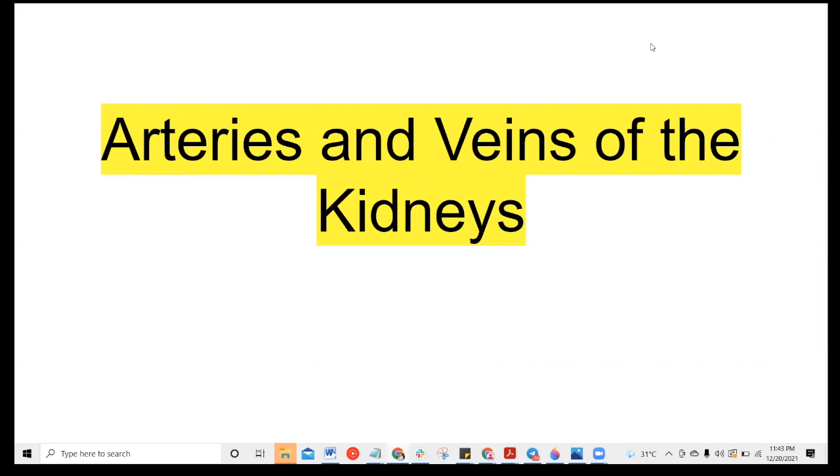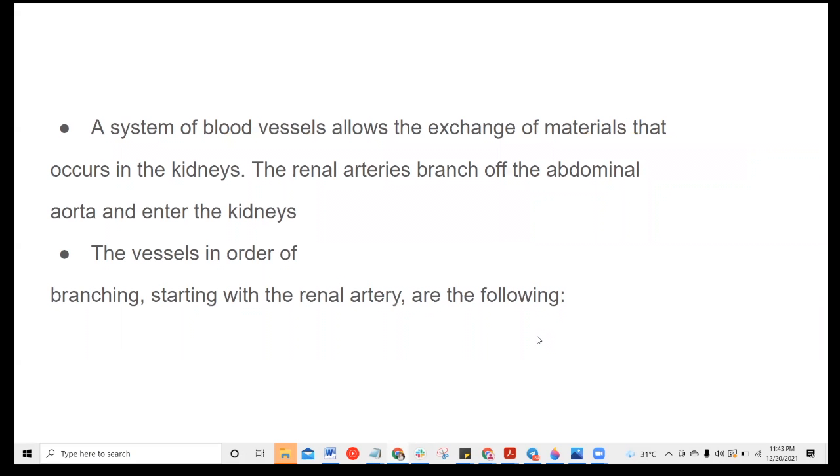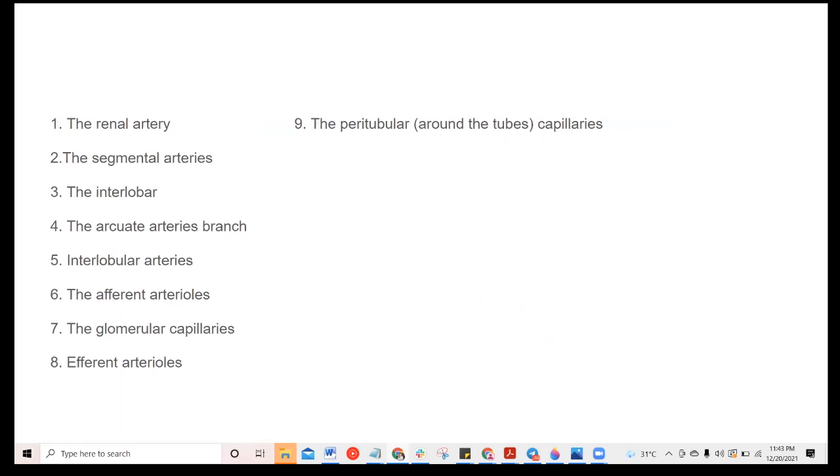So let's move on to arteries and veins of the kidneys. Before anything else, the system of blood vessels allows the exchange of materials that occurs in the kidneys. The renal arteries branch off the abdominal aorta and enter the kidney. The vessels, in order of branching starting with the renal artery, are the following. First one is the renal artery, which delivers approximately 21% of cardiac output per minute.